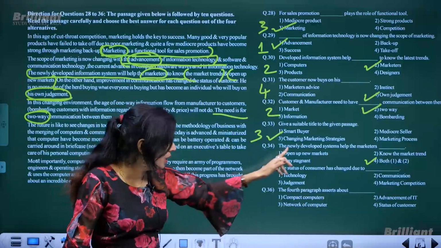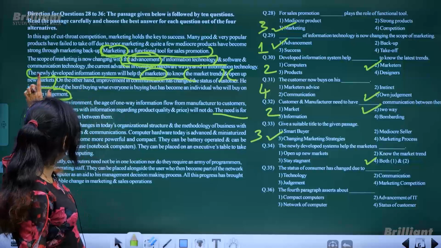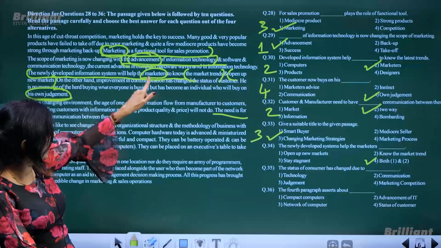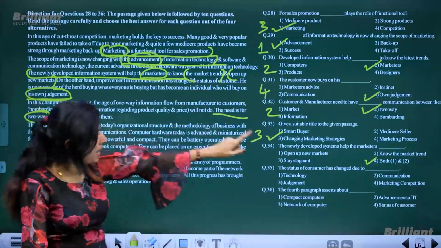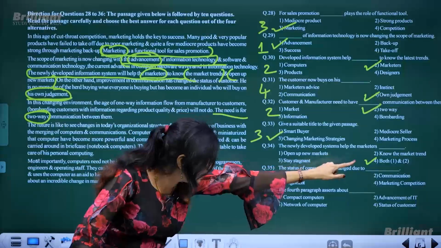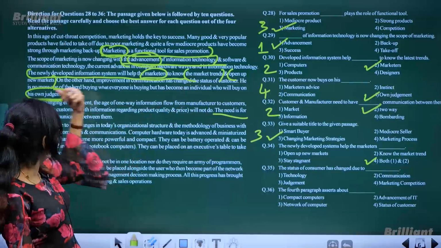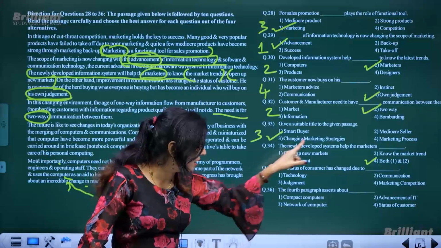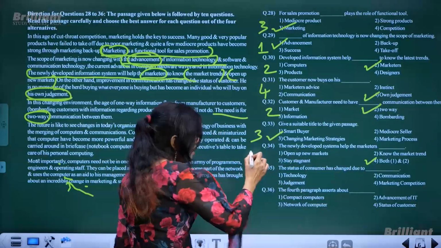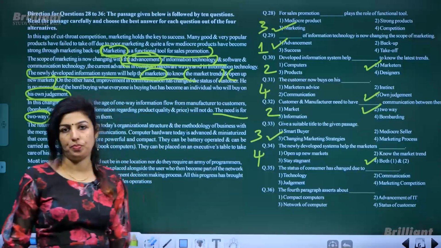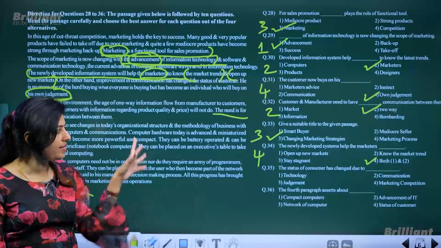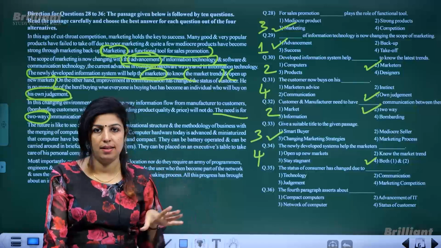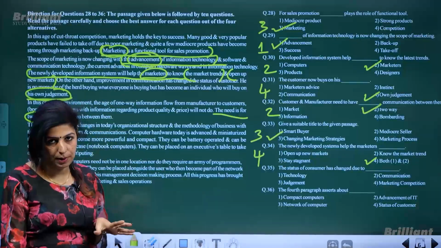So exactly the same sentence. The newly developed information system will help the marketers know the market trends, and also to open up new markets. So both 1 and 2, that means option number 4, both 1 and 2. All the questions except the title thing, everything is taken straight from the passage, right?